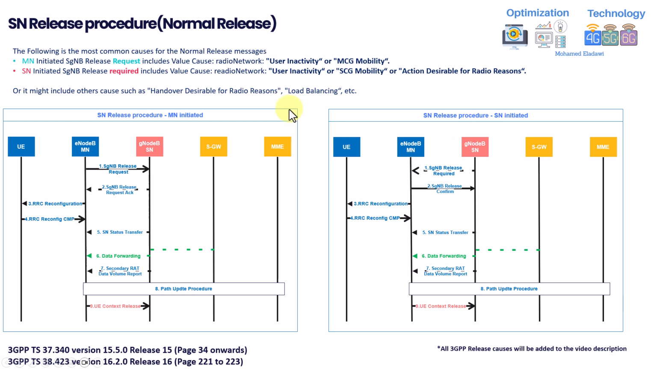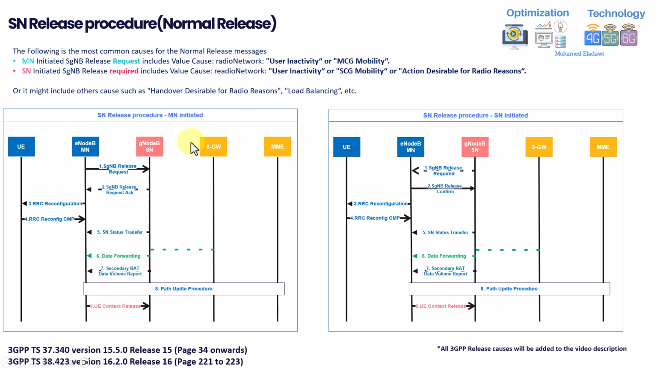In general, we have multiple causes. We have many causes of the normal release. I have listed here the most common ones, which you will usually see. And also, if you would like to go through the details, I will add a link in the description, where it will have the Excel file exported from 3GPP, showing all the radio network normal and abnormal releases with their description.